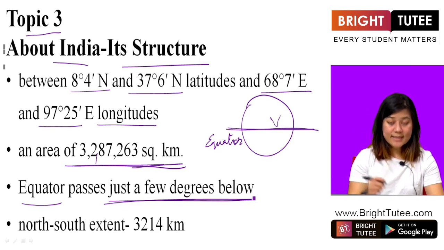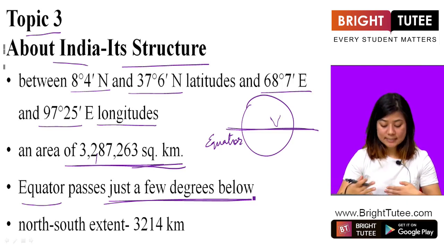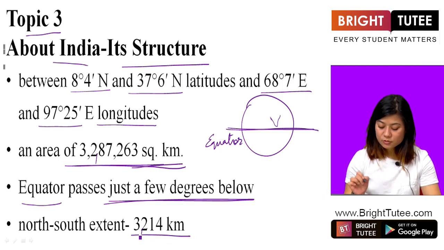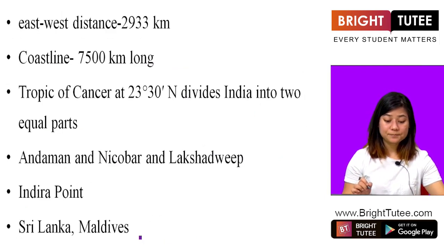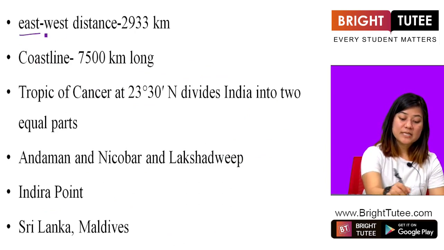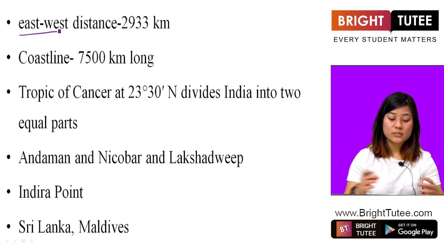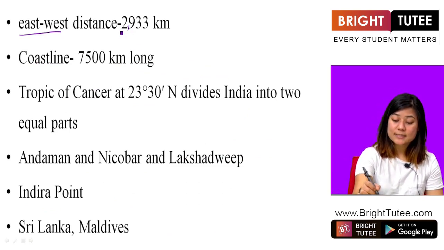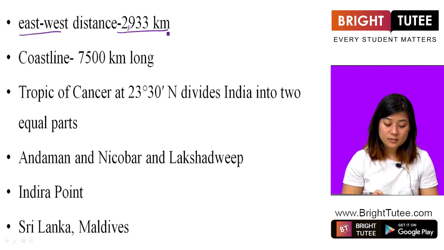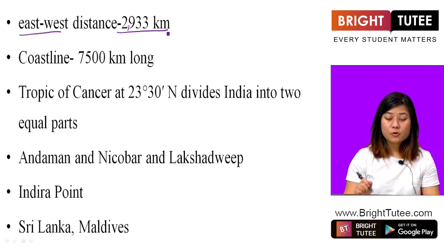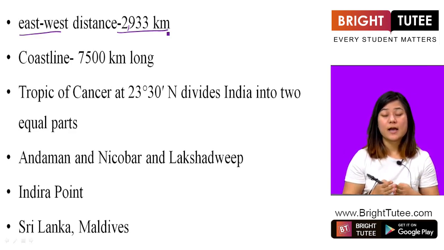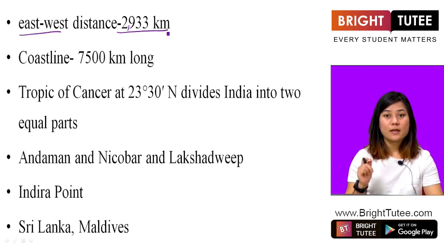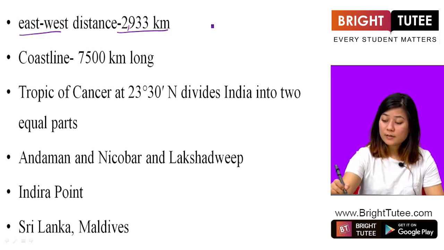The extent or the distance from north to south of India is 3,214 kilometers, and the distance from east to west, the total distance from the eastern part of the country to the west, is 2,933 kilometers. Now we know that the peninsular part of India is surrounded by the Arabian Sea, Bay of Bengal and Indian Ocean.